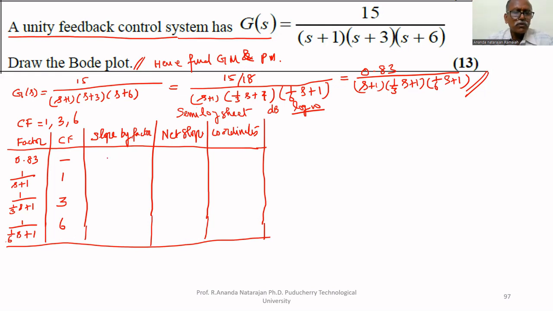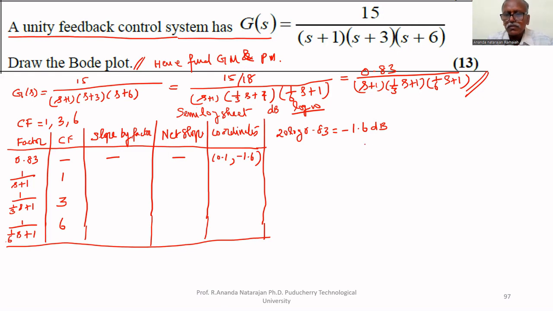For the constant, it is a horizontal line, therefore net slope is 0. If you take 20 log 0.83, that is equal to minus 1.6. Magnitude is minus 1.6 dB. So for the coordinates, the lowest corner frequency is 1, therefore we will start with 0.1. Therefore 0.1 comma minus 1.6.